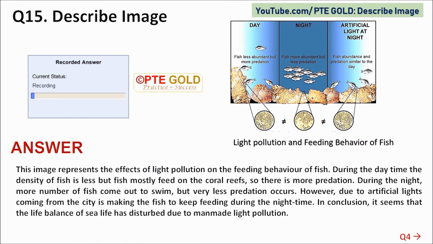This image represents the effects of light pollution on the feeding behavior of fish. During the daytime the density of fish is less, but fish mostly feed on the coral reefs, so there is more predation. During the night, more fish come out to swim, but very little predation occurs.